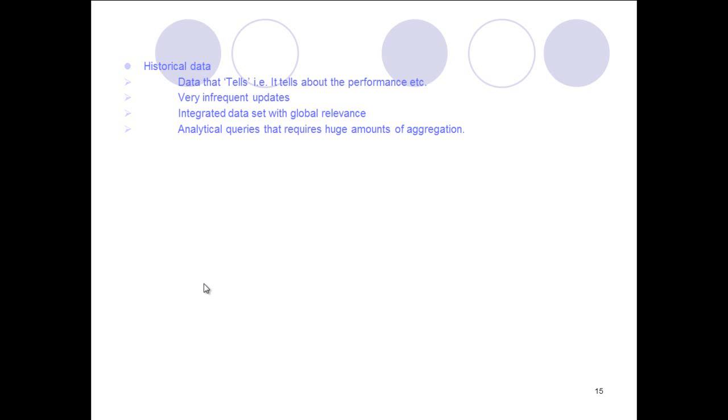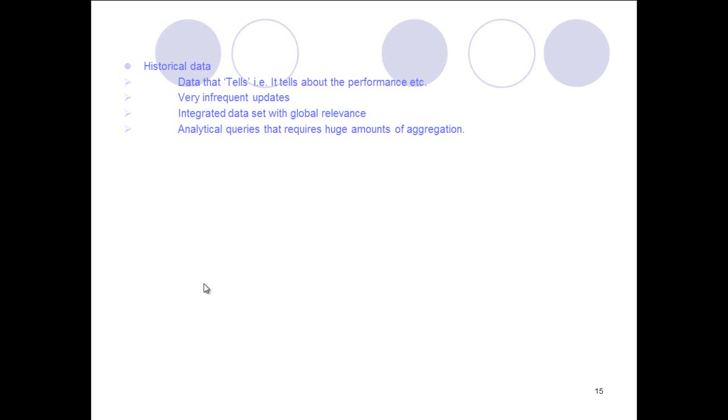And the historical data is the data that tells about the performance, etc. Very infrequent updates, integrated data set with global relevance. I mean, we generally load historical data, for example, every day. When a transaction happens, every second we can load the data, for 4 hours, once in 4 hours, or once in a day, like that.